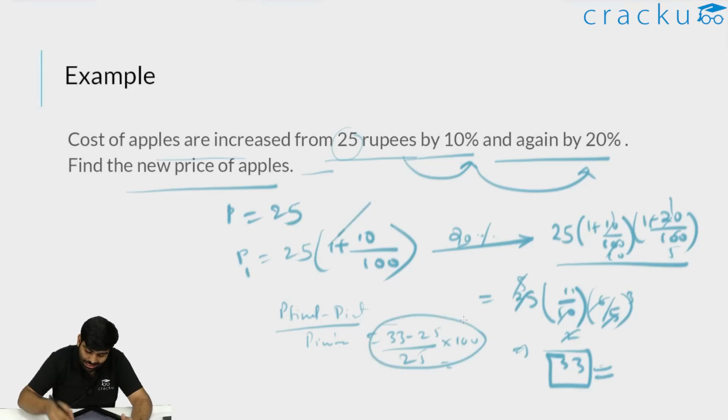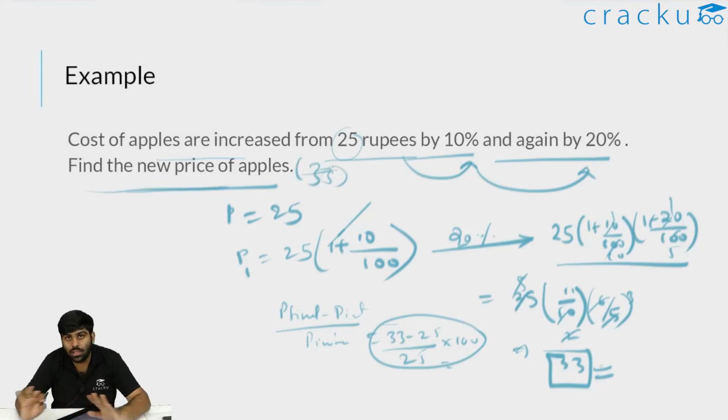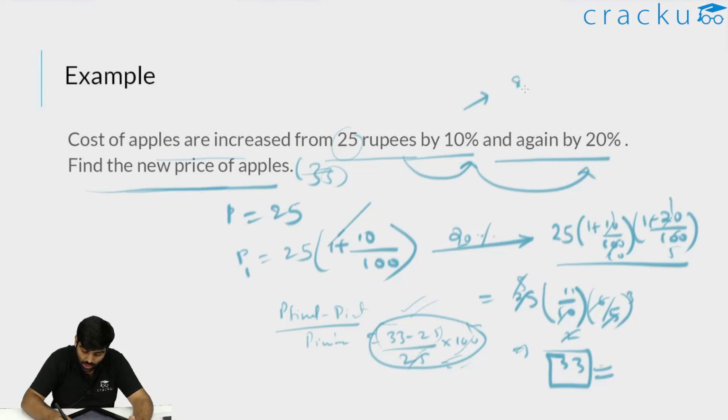Why did I calculate this in the first place? For this question, the new price of apples is 33 and the question is solved, no doubt. But I'm making you understand a bit more: if it is 33, what is the effective change? Effective change is 33 minus 25 by 25 into 100. 33 minus 25 is 8, 8 divided by 25 into 100%, that is 32% change.